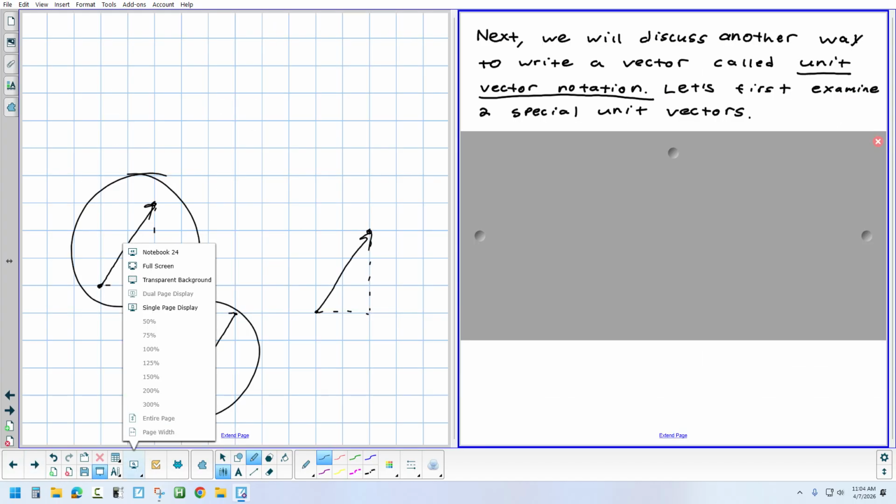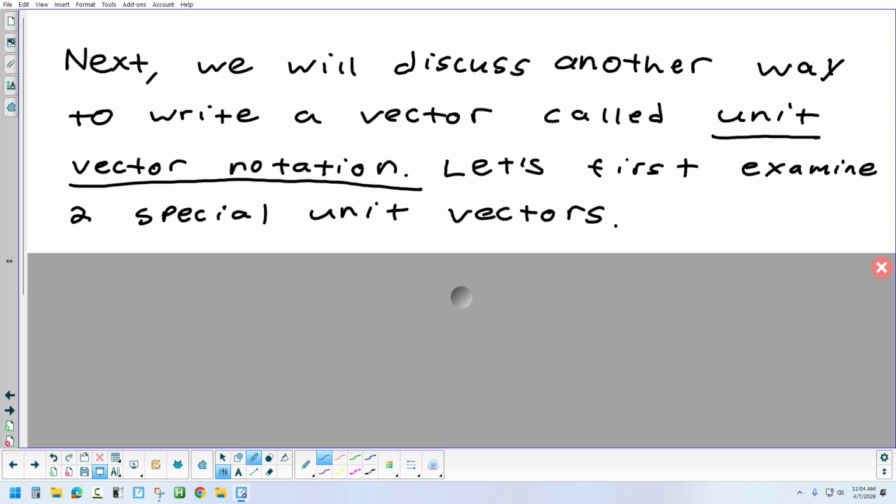All right, so the last notation we're going to look at for writing vectors is what's called unit vector notation. Okay, this is the one that is used most often when you want to write down a vector and you don't want to draw it. So first, a reminder of what a unit vector is. What did we say yesterday a unit vector is? Yep. It has a magnitude equal to 1.